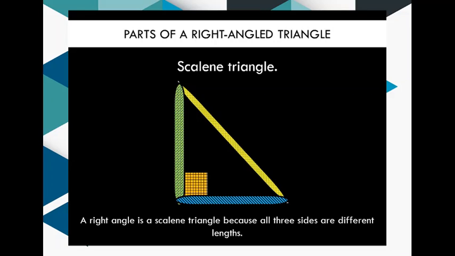Scalene triangle. A right angle triangle is a scalene triangle because all 3 sides are different lengths.